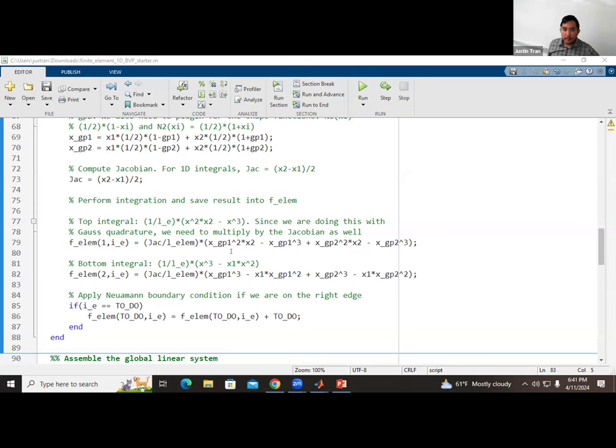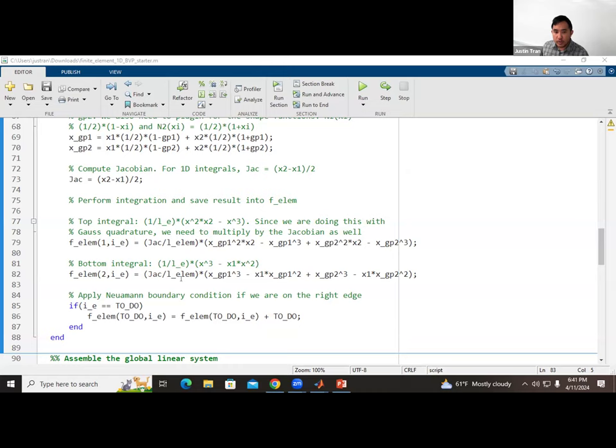Okay, good. So that part right there takes care of the element forcing vector for the thermal generation term. Okay, so the last thing we need to do here before we exit this loop is apply the Neumann boundary condition on the right edge.